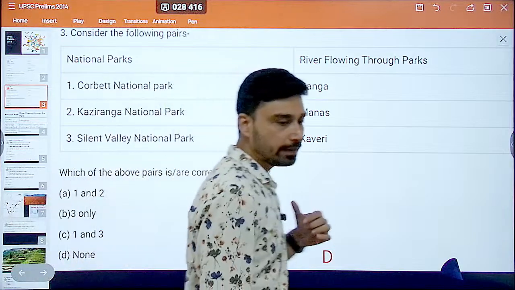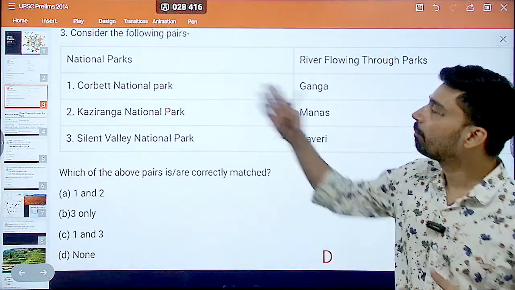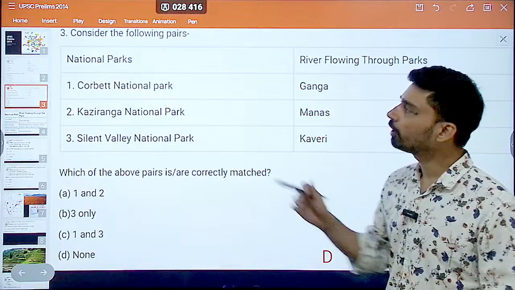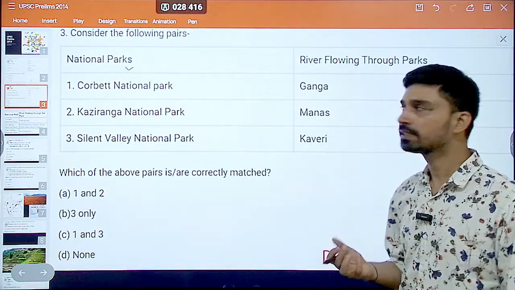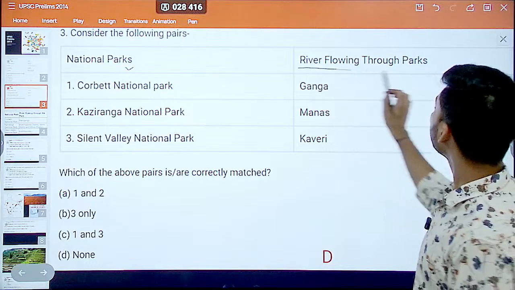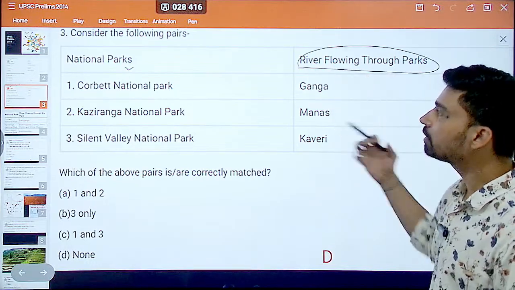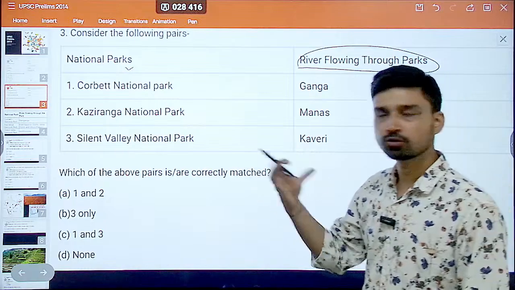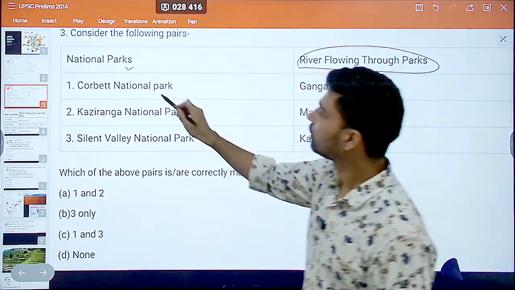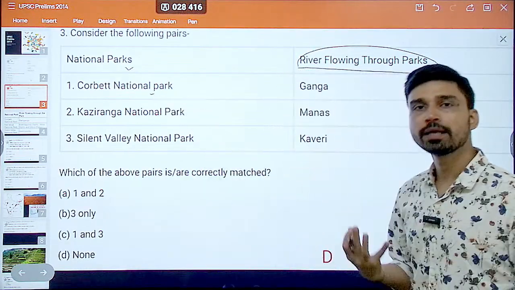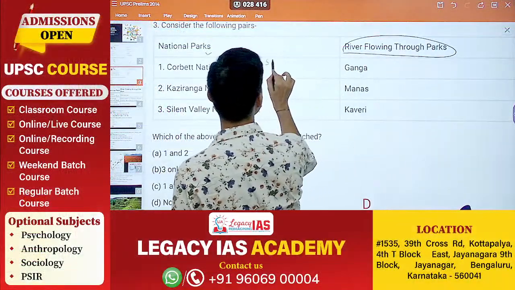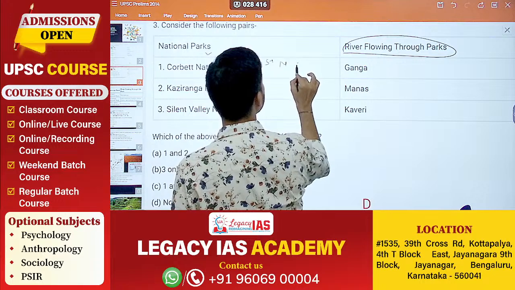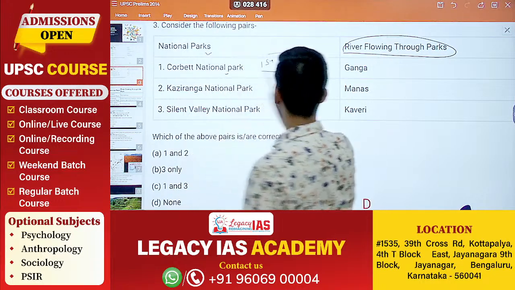Now, if you look at the next question, it is again a match the following kind of question where on one side the important national parks of India are given, and on the other side you have been asked whether the given rivers are flowing through these national parks or not. The first is Corbett National Park, which is also called Jim Corbett National Park, and coincidentally it is also the first national park of India. That is something you have to keep in mind as well.